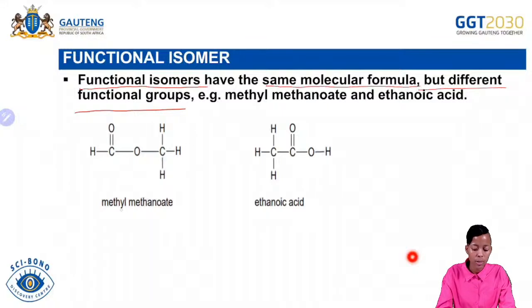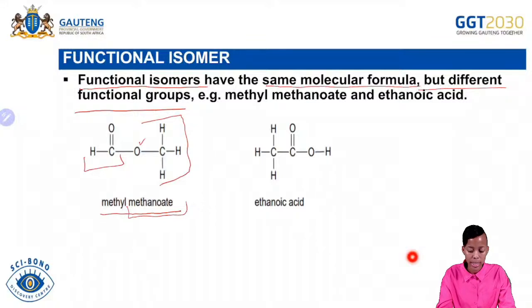As an example here, we have methyl methanoate. The methyl part is for this side here, which is representing the alcohol side, and the methanoate is for the carboxylic acid part. And then ethanoic acid. Okay, so the first thing is that when you have a functional isomer, you will have the same molecular formula.